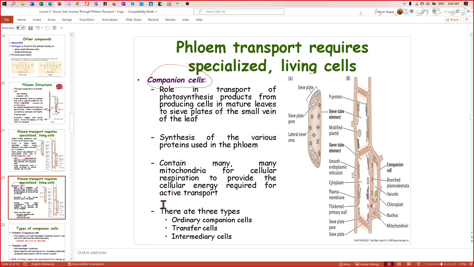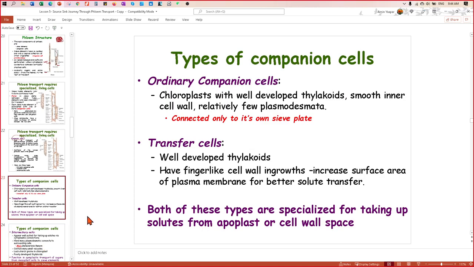There are three types of companion cells. We have the ordinary companion cells, the transfer cells, and also the intermediary cells. Each of these cells has its own characteristics. Some companion cells have chloroplasts, like the ordinary type. Some have thylakoids or the finger-like ingrowth.